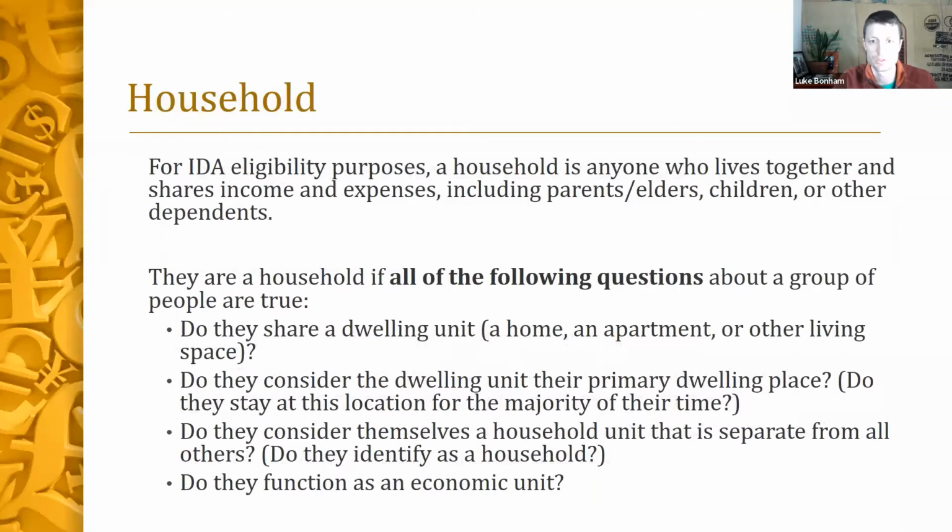When we say household, we're talking about all individuals who live together and share income and expenses, including parents, elders, children, or other dependents. If they answer yes to the 4 questions on the screen, that is a household for IDA eligibility. We do not require that IDA providers collect taxes to document household size, but if you do collect their taxes and the household size listed on their taxes is different than what they report for IDA eligibility, as part of your due diligence, you should document why those numbers are different. And if they are a foster youth applying for an IDA, they can be considered a household of 1 person.